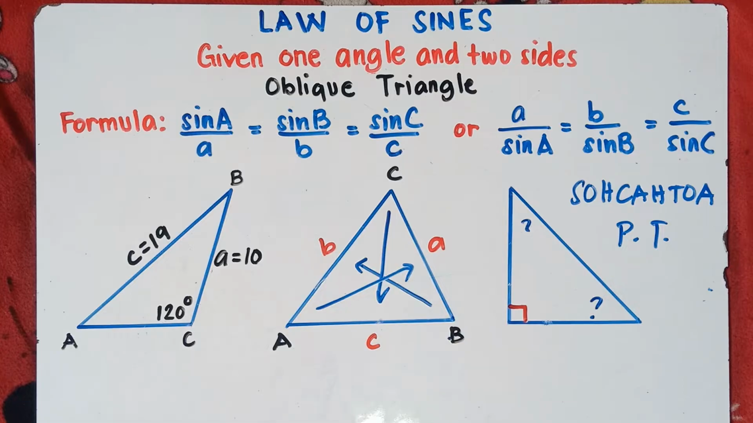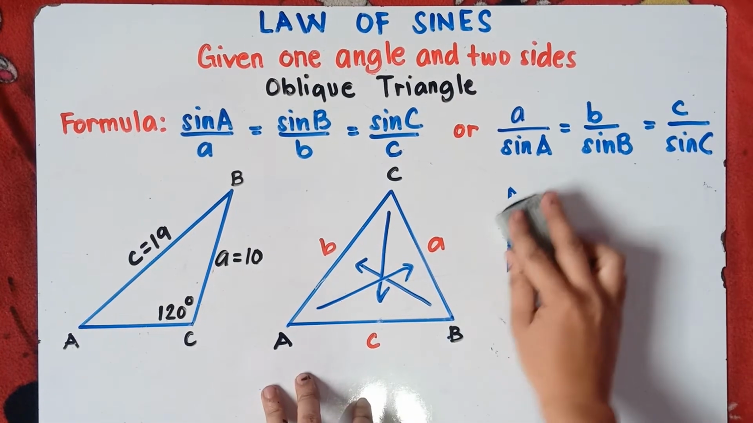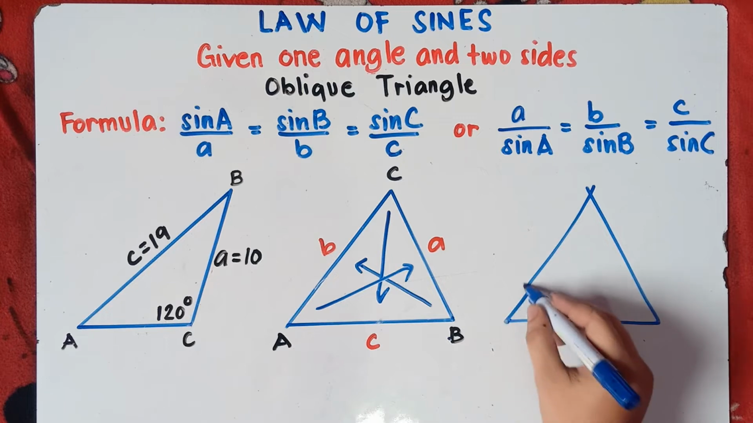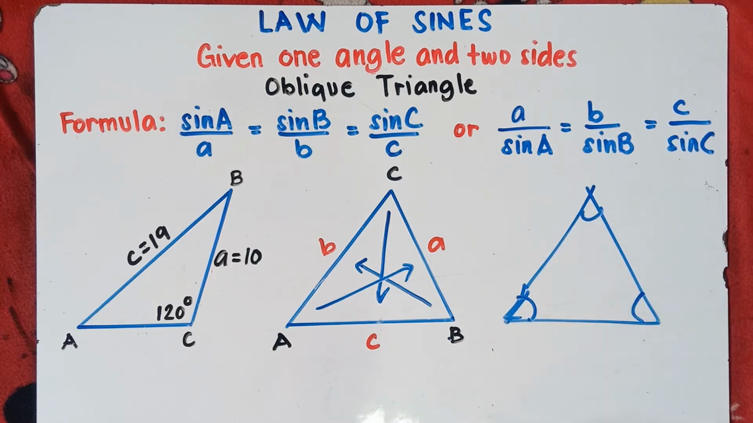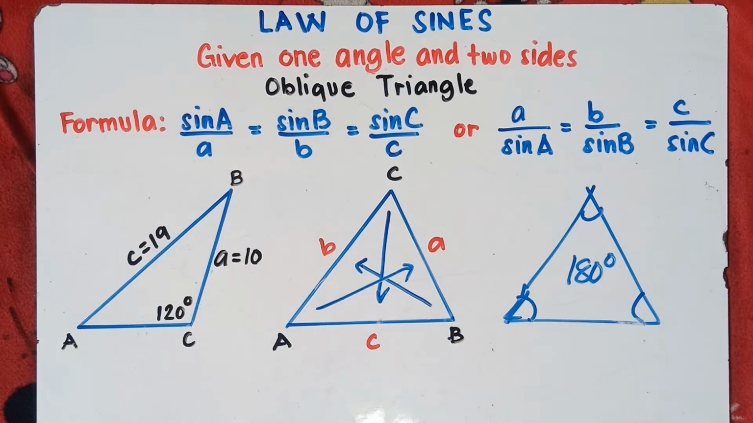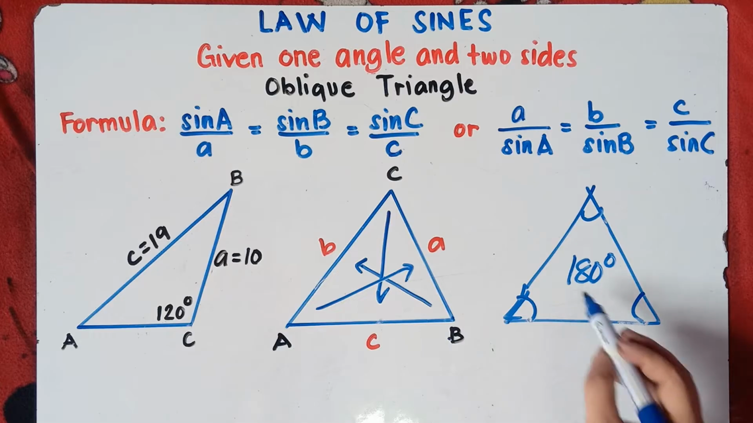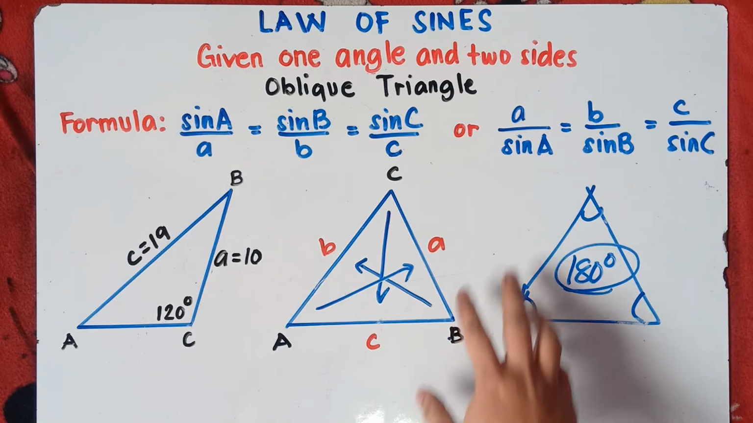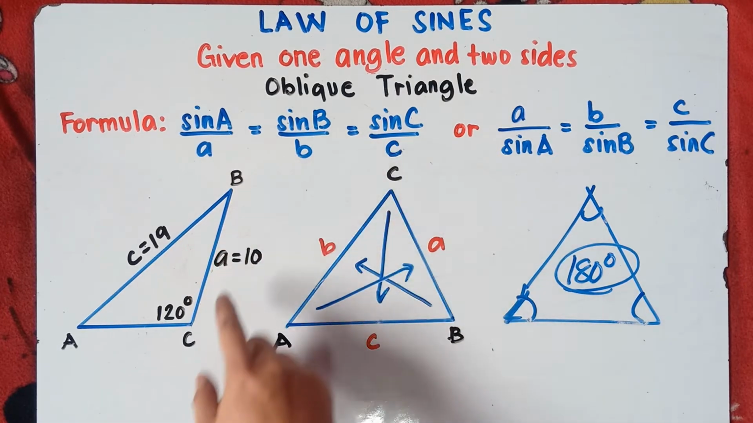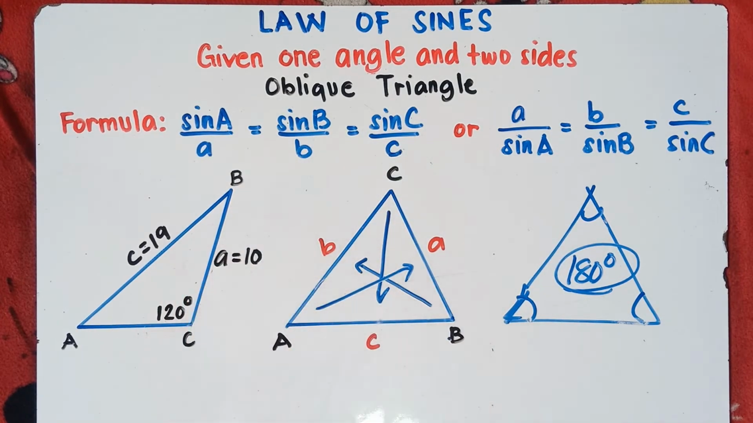And always remember, class, that for any kind of triangle, the sum of the interior angles should be equal to 180 degrees. Once again, any kind of triangle, equilateral, isosceles, right triangle, acute triangle, obtuse triangle, if you add the interior angles, it should be equal to 180 degrees. I hope you understand this. Now, you will be using this formula to find this side and these angles. Alright, let's try that.